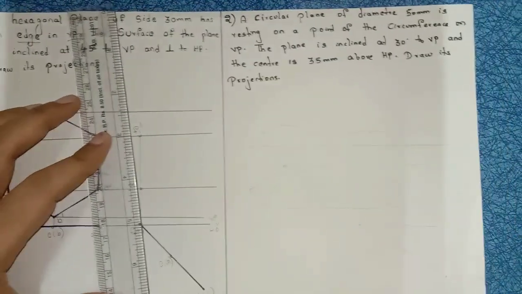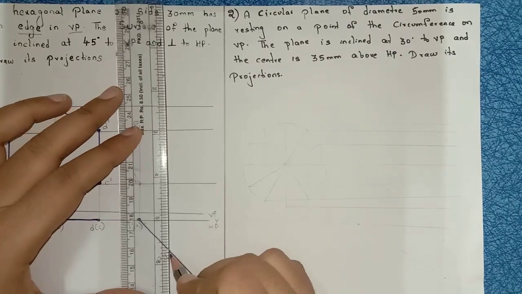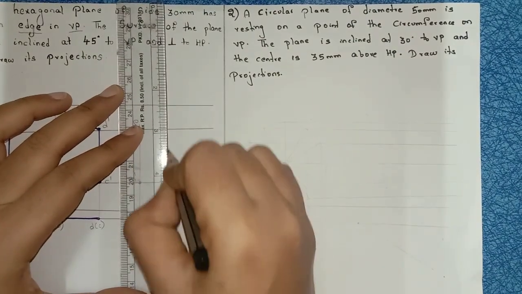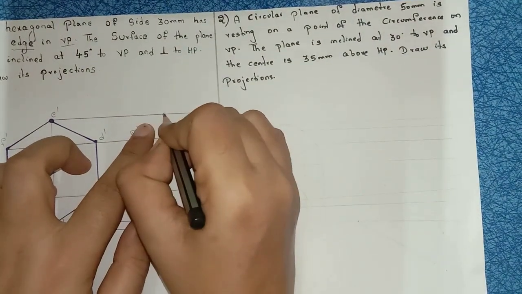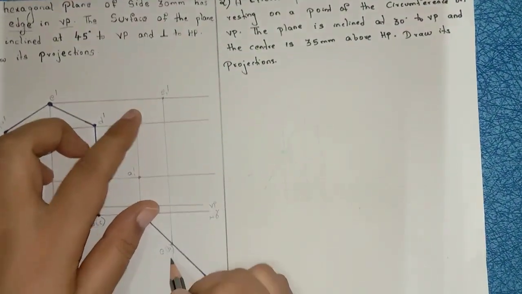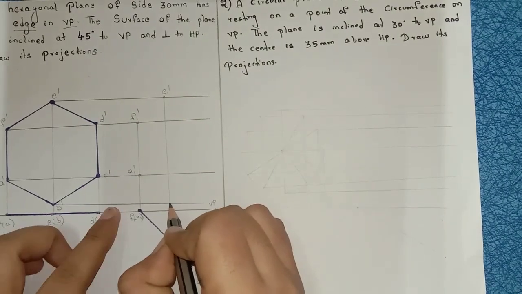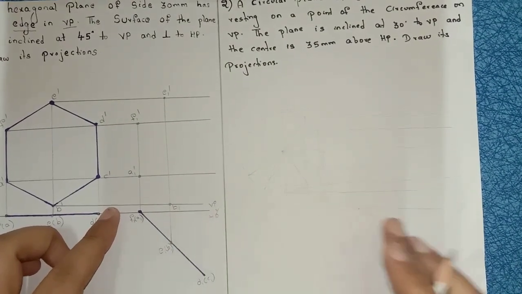Right? Again E1 and B1. From E1, draw a straight line to E. Name this point as E1 dash. Next is B, no? B to B. Name this point as B1 dash.